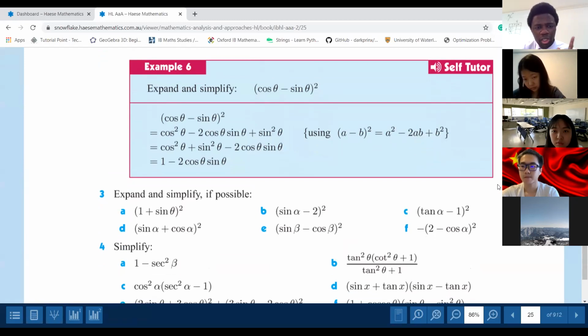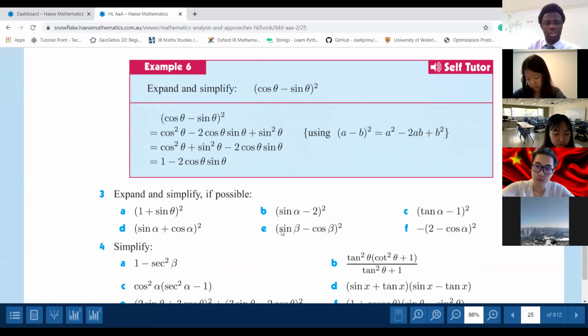Okay, question 3a. I'm just going to leave one gap each. 3ACE, one gap each. Okay, 3ACE. Put that in the group also.